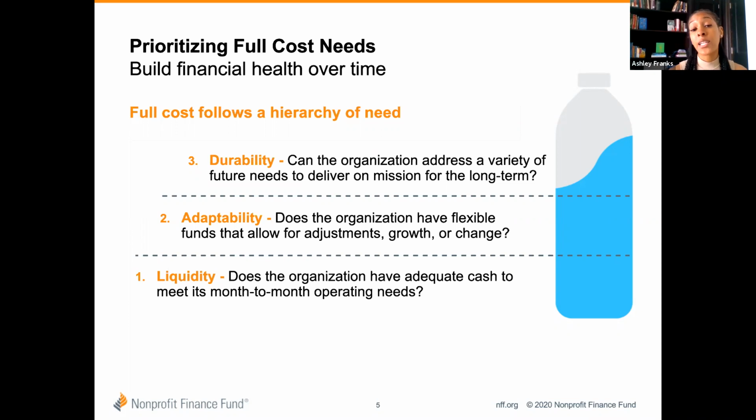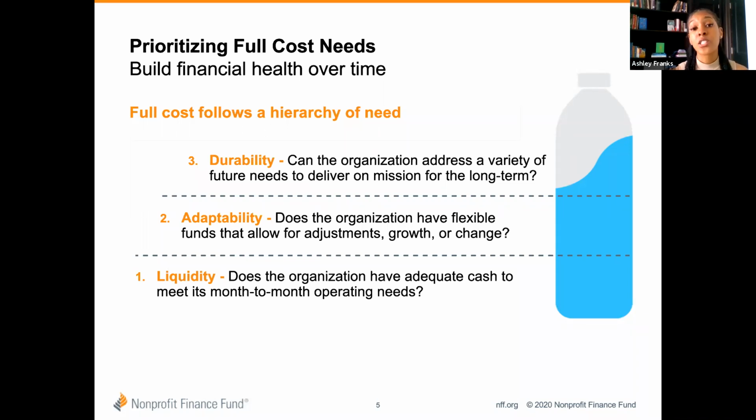The first is to meet our liquidity needs, which is making sure that our organizations have enough cash on hand to meet our bills day to day, week to week, month to month, to keep operations moving smoothly, even when the timing for cash coming in and cash going out doesn't match up. Second is adaptability, which means that we have flexible resources that will allow us to grow, change, make adjustments, and respond to changing community needs. I think we all know and feel that COVID has really been a universal example of how quickly we might need to adapt to changes and why dollars for adaptability are so important.